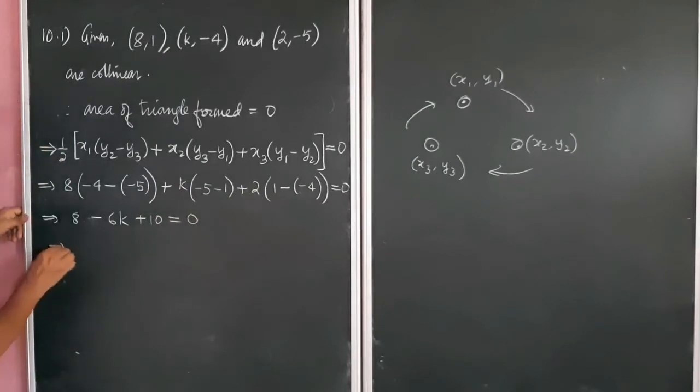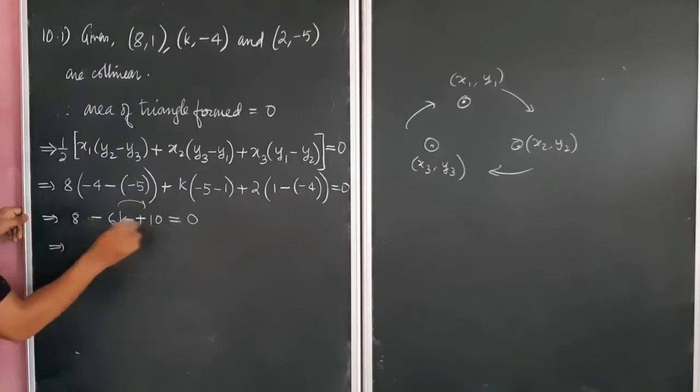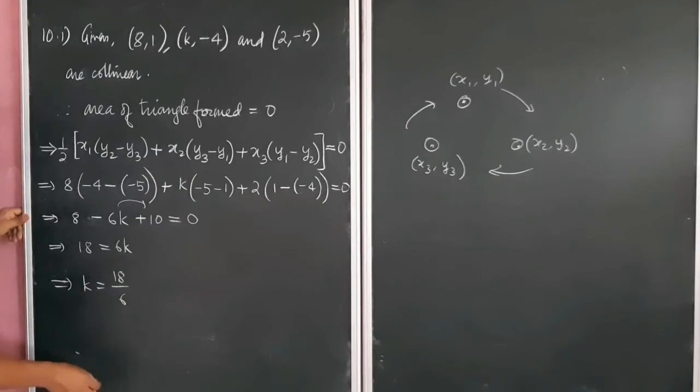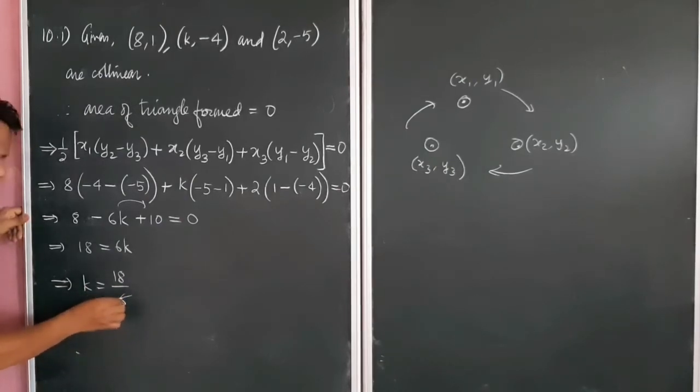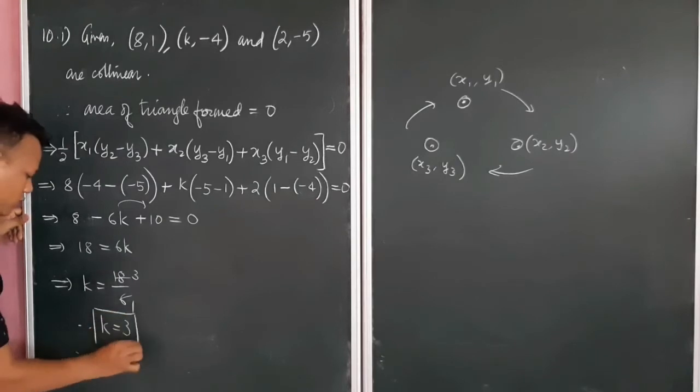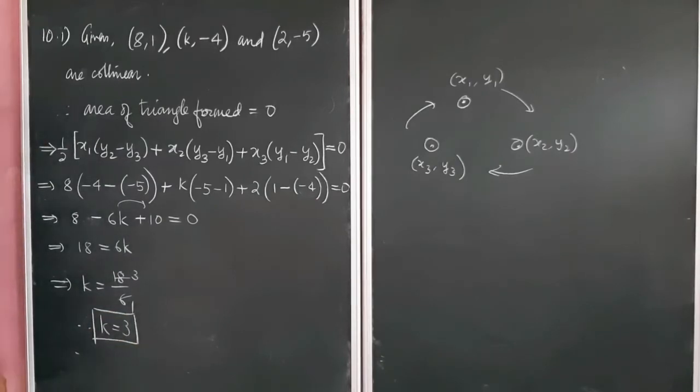Okay, so from here you take this k out there. So we have 10 plus 8 equals 6k, that is 18 equals 6k, right? So from here k will be equal to 18 by 6. Do the cancellation with 6 itself. 6 1s are 6, 6 3s are 18. So therefore your value for k will be equal to 3. Alright, so you may pause the video to note down.